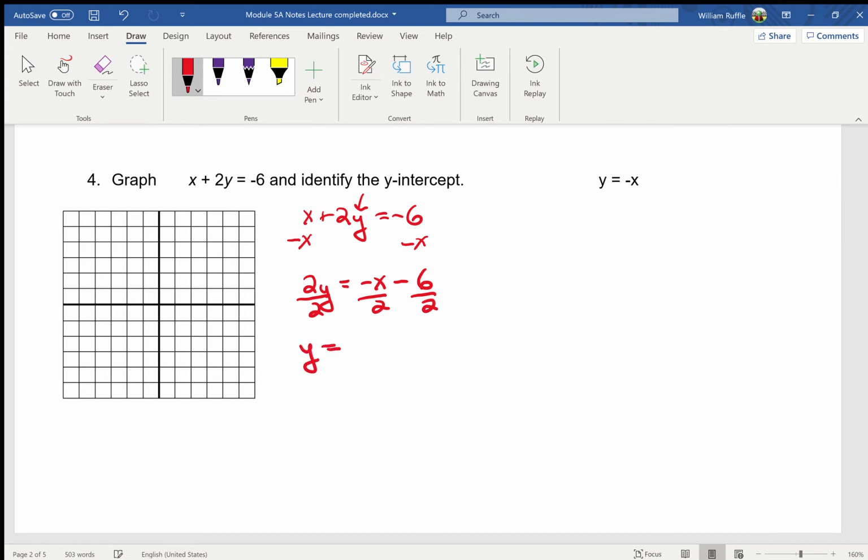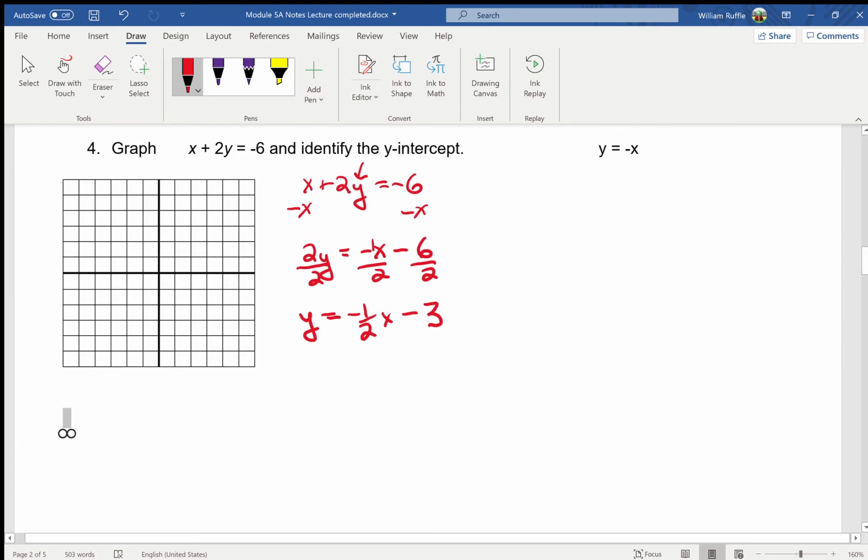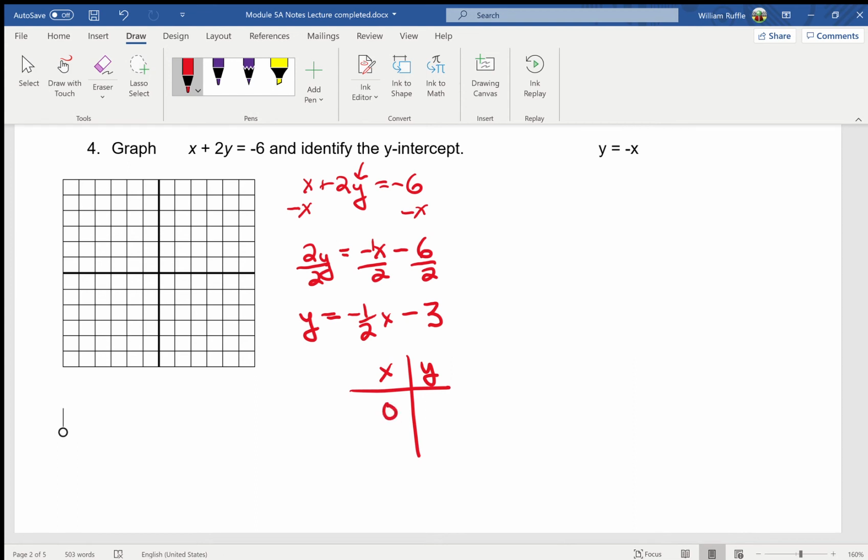So we get y equals. Now we have to remember, in front of that x, there's really an invisible 1. So that's really negative 1/2 x. 6 divided by 2 is 3. Okay. Now, if I do my little chart here, got x and y. Again, 0 is my first choice. If I put it in here, negative 1/2 times 0 minus 3. Well, anything times 0 is 0, minus 3, there it is.